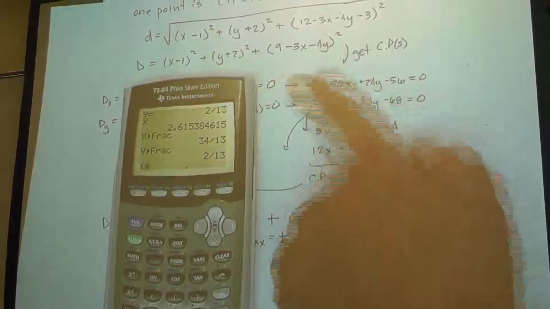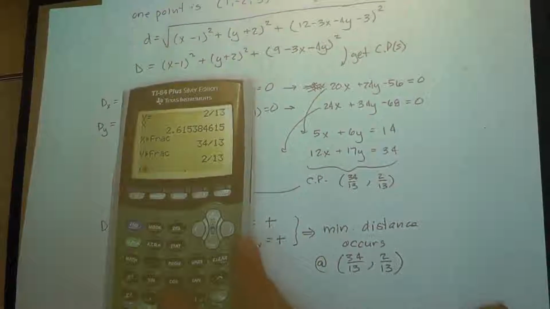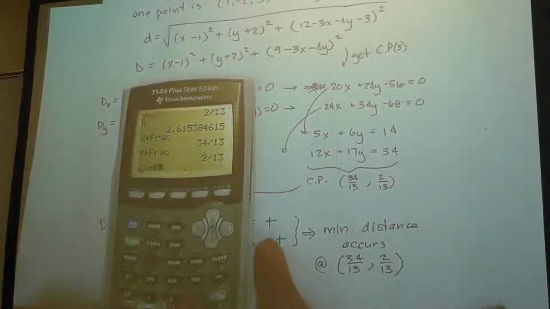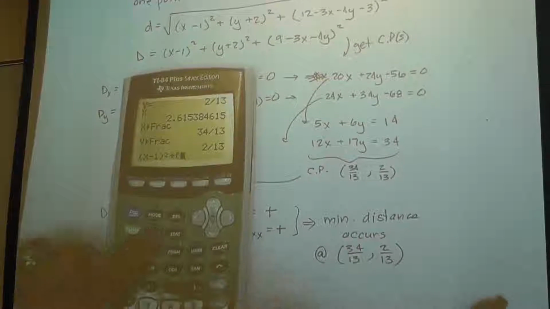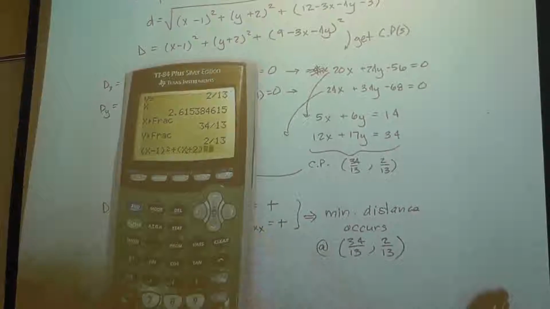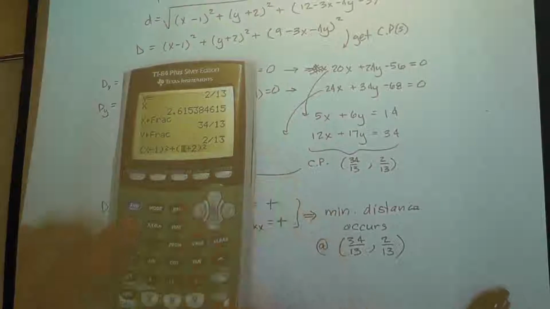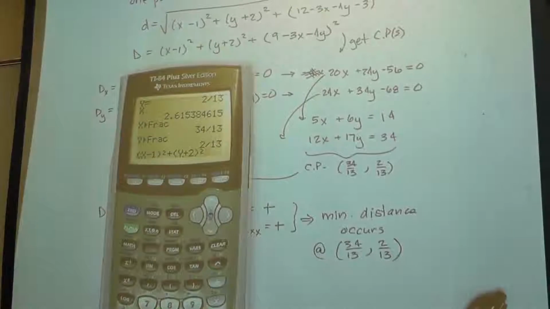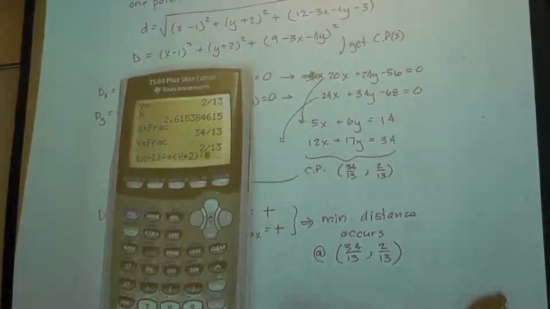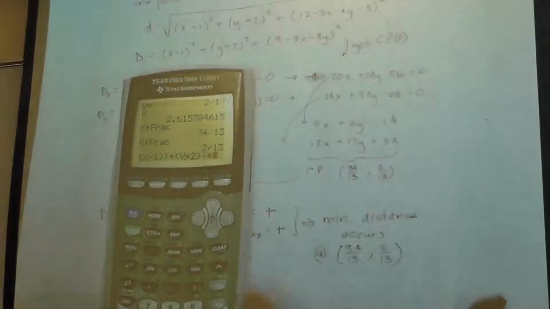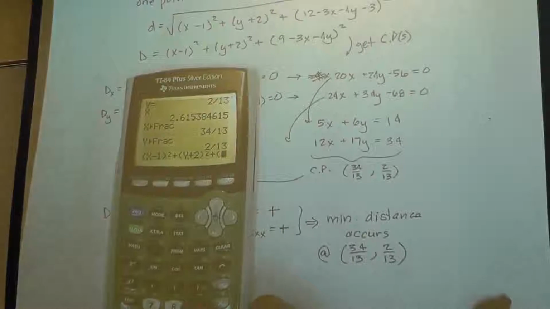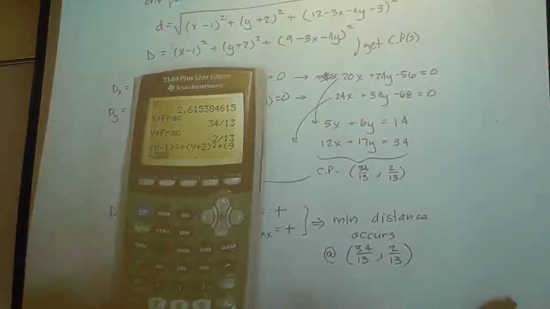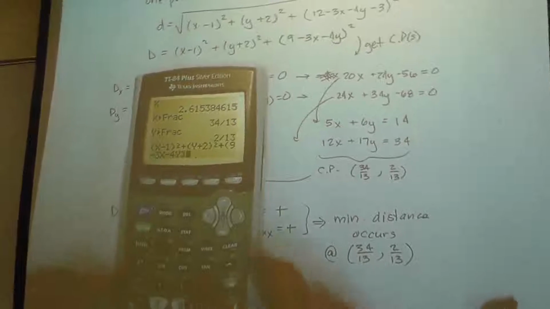So if I plug it into here, it's the square root of x minus 1 quantity squared plus y plus 2 quantity squared. And again, it's using those stored values that it already has for x and y. That's the cool thing about this calculator. One of the cool things. And then plus, parentheses around 9 minus 3x minus 4y squared.